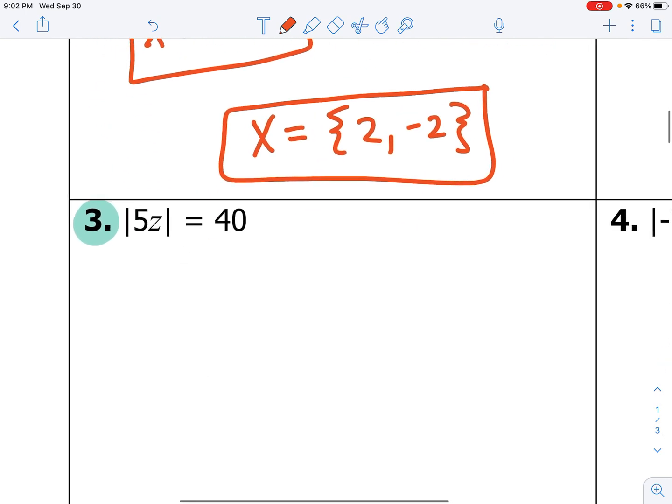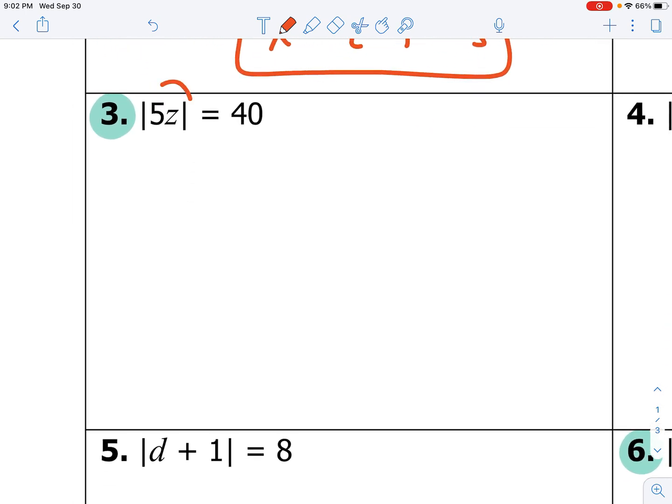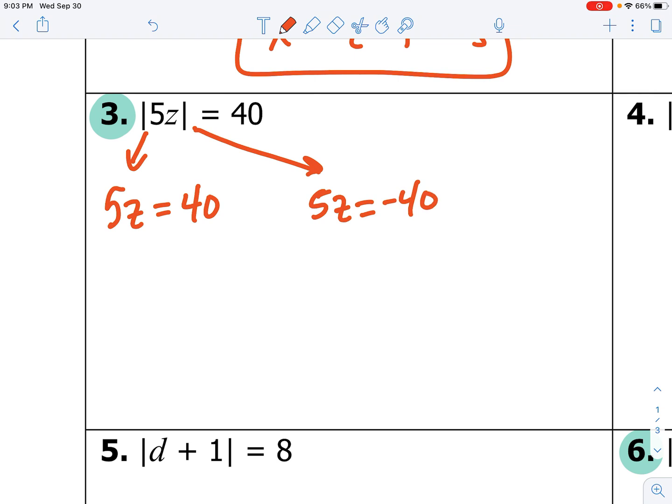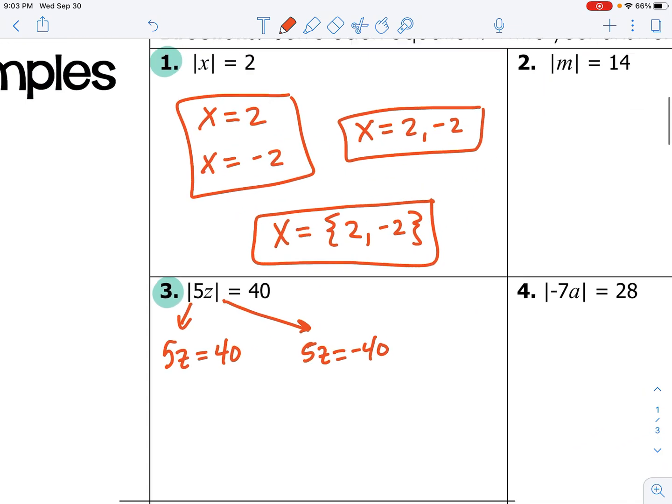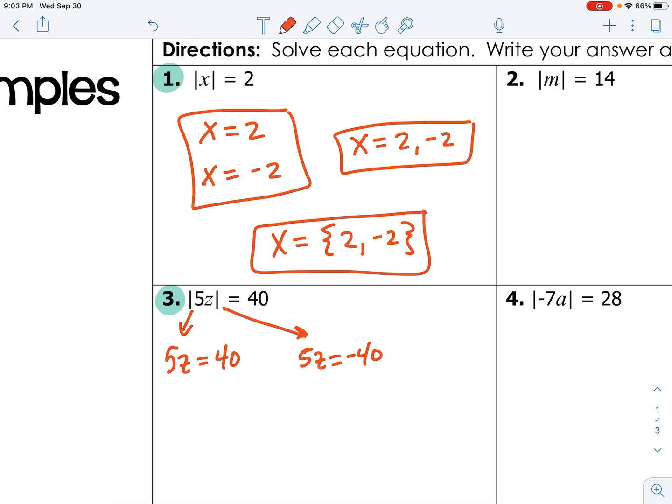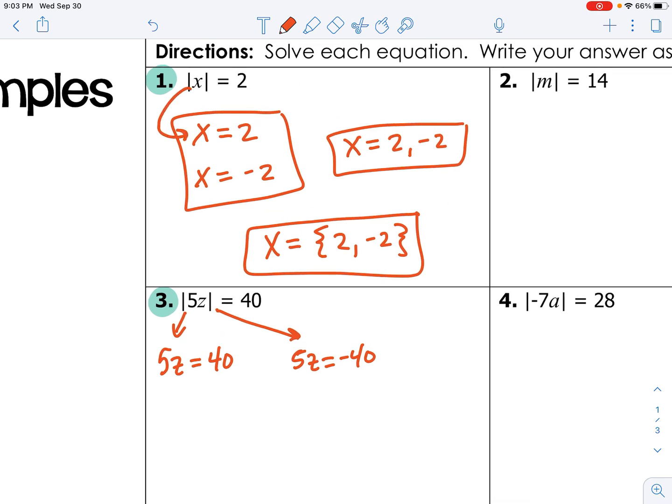So the next one we'll do is number 3. Notice that I have more than just x inside absolute value. So what I need to do here is I need to make two cases. My first case is where 5z equals 40. And my second case is where 5z equals -40. Now, if you take just a minute to reflect back on what we did for number 1, we actually did the same thing here. We found two cases. We have x equals +2 and x equals -2 as our two cases.